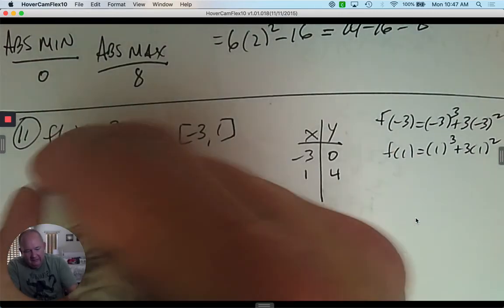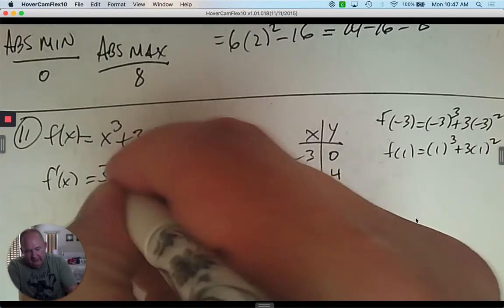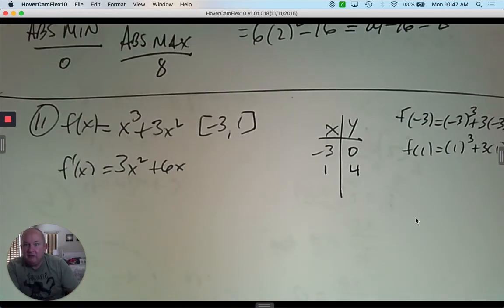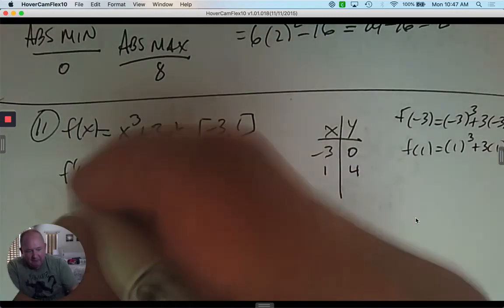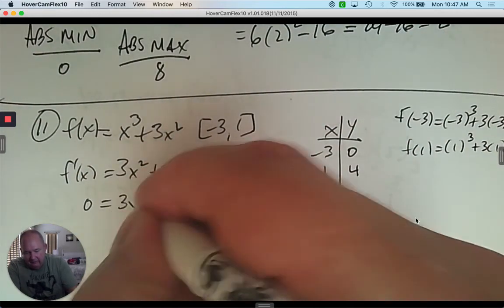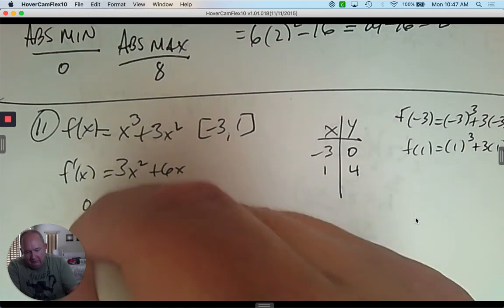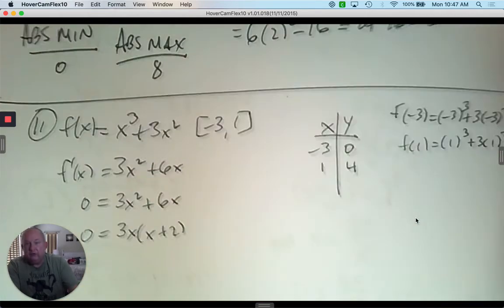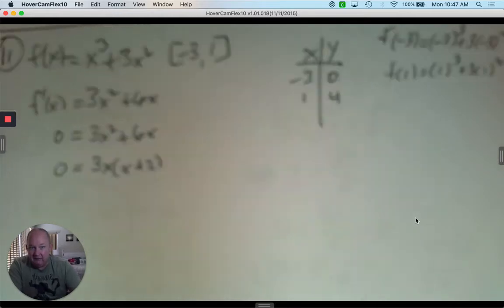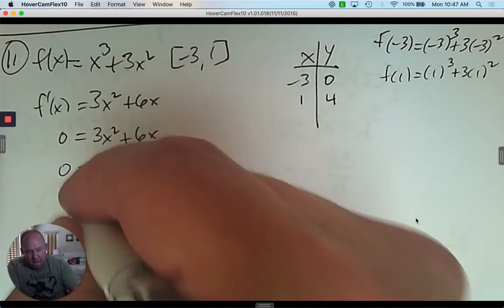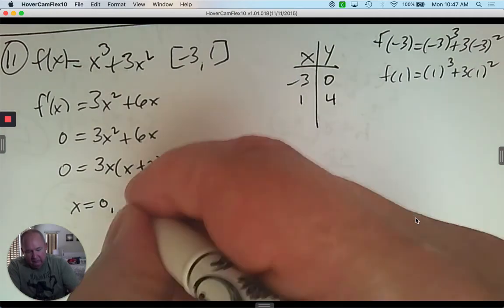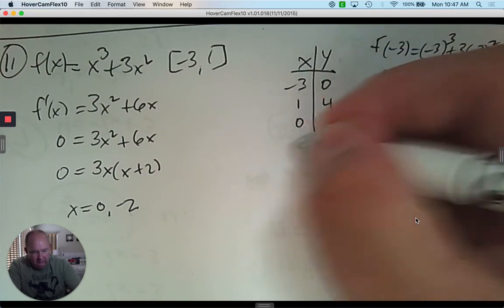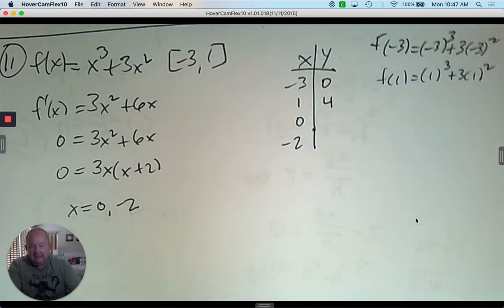Next, we're going to take the derivative of this. That's 3x squared plus 6x. Did you get the derivative correctly? There's nothing that makes it undefined. It's a polynomial, but we're going to make it equal to 0 and solve it. I see a common factor of 3x, so we're able to solve it by factoring. The first factor, 3x, gives me the answer 0. x plus 2 gives me the answer -2. So I have 0 and -2 to add to the list.